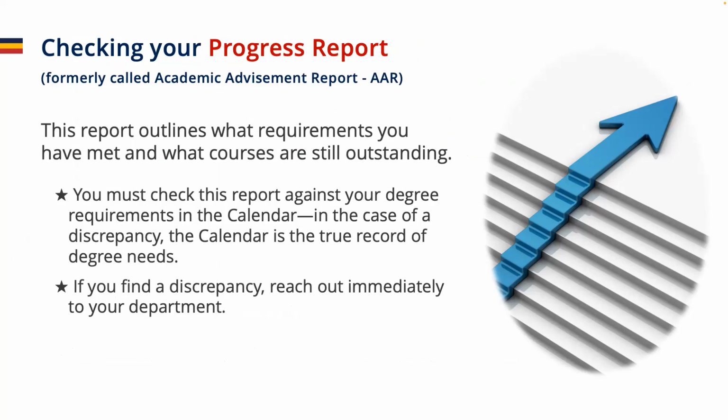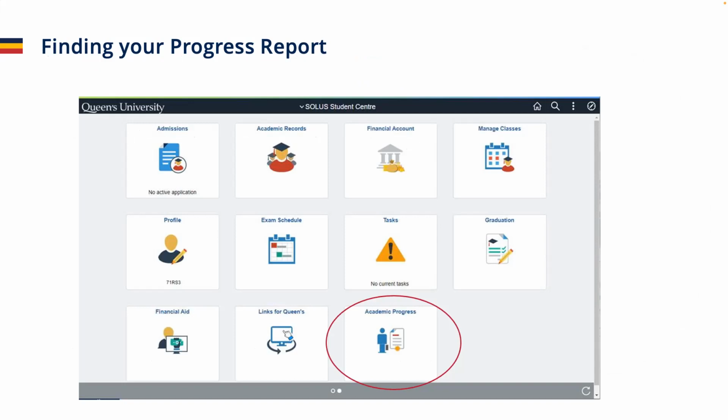The SOLIS interface was recently updated for students. In the new SOLIS, you can still verify your academic progress by viewing your progress report. This was formerly known as the Academic Advisement Report. This report is a useful tool as it outlines what requirements you have met and what courses you still need to take. Remember to compare this report with the details in the academic calendar, as it is the final authority on degree information. If you notice anything in the report of concern, you can contact your department or an academic advisor for assistance. To find your progress report in SOLIS, click the tile Academic Progress.